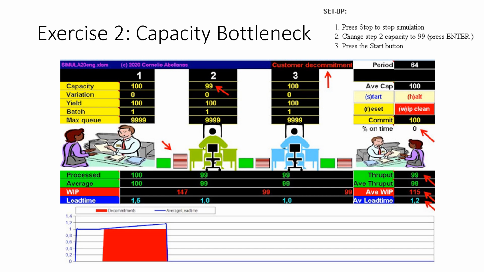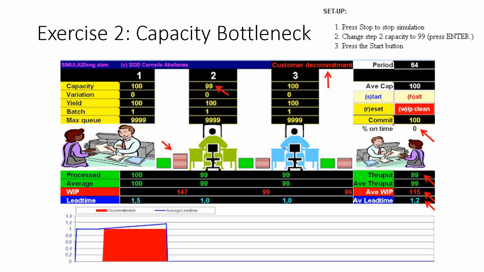What happened to delivery performance? What is the proportion on time? Where is the queue building up? How is lead time affected? What is the average lead time? Why? The first priority is customer satisfaction.